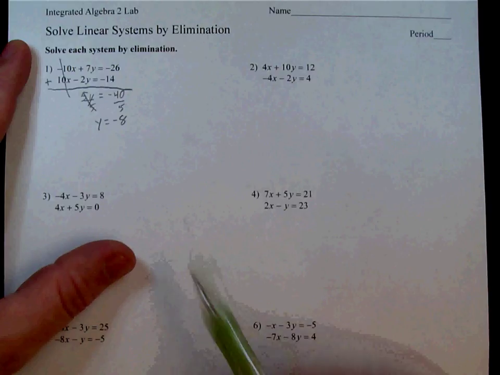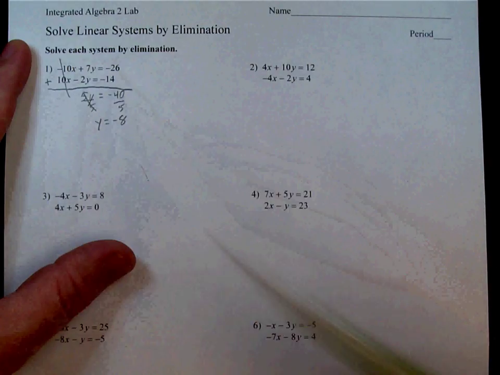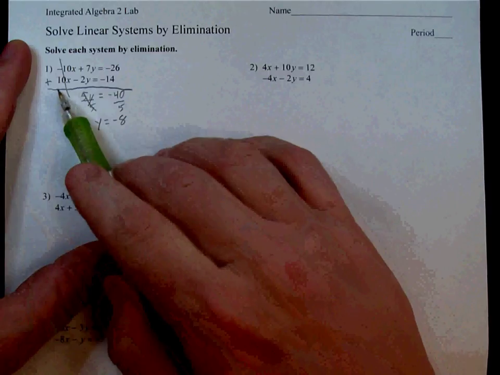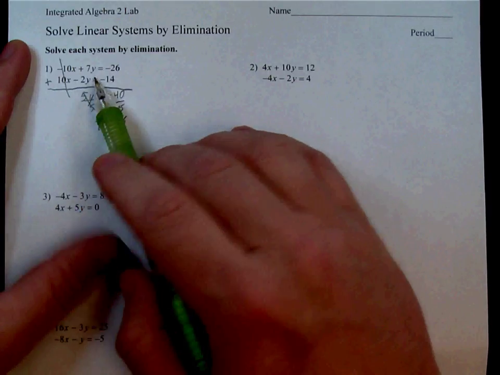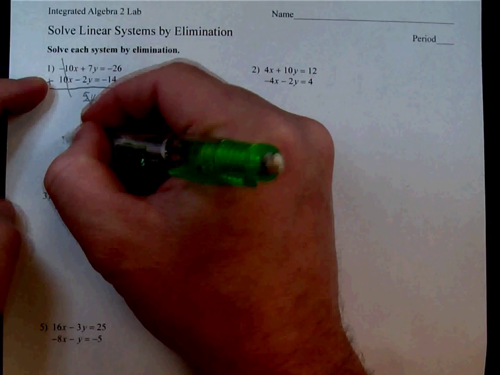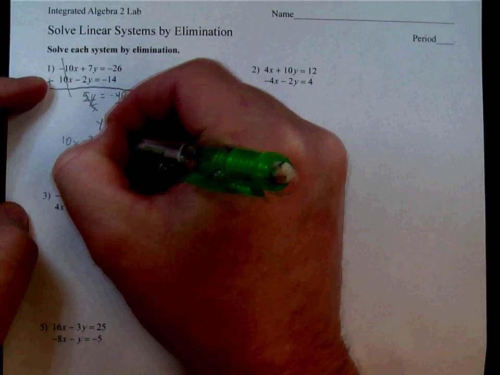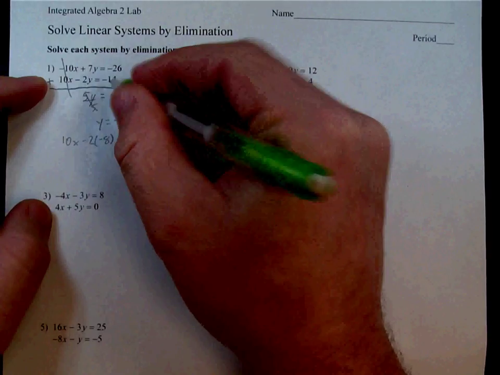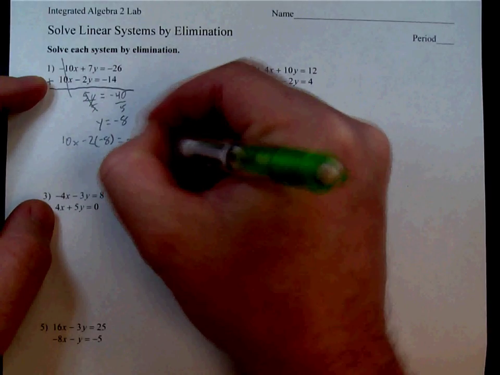So now I have to figure out what x is, so you can just plug -8 into either one of the original equations. Really doesn't matter which one. So maybe I'll do the bottom one. It's got a little bit smaller numbers. So it says 10x minus 2 times y. We now know that y is -8 for our solution, so we plug it in there. Continue, equals -14.